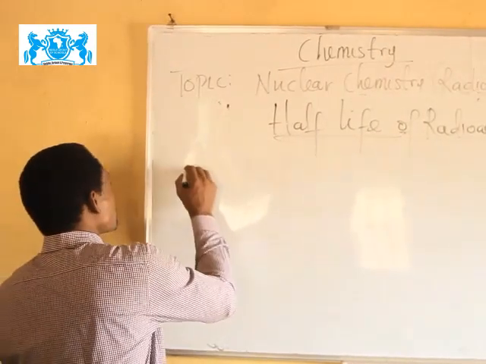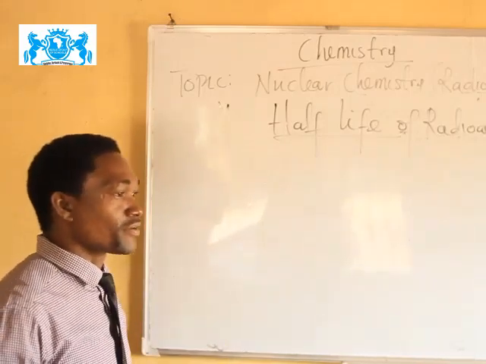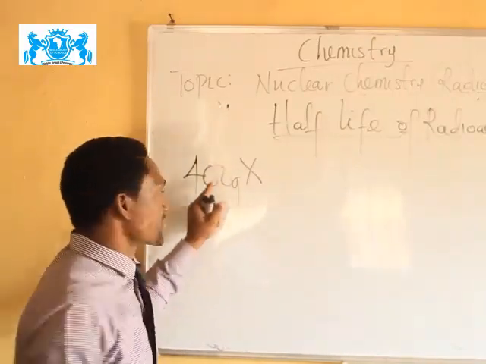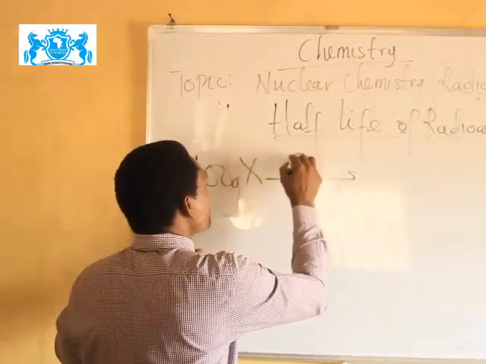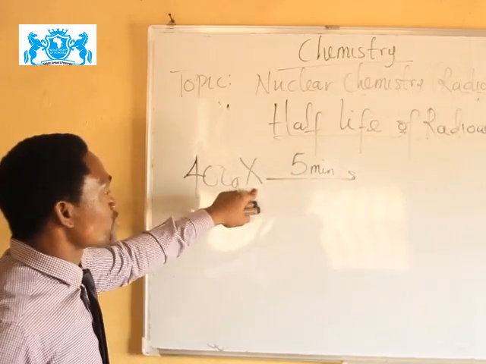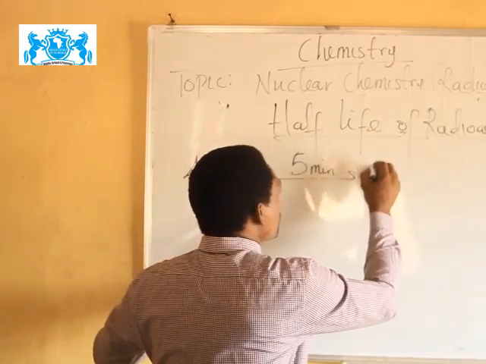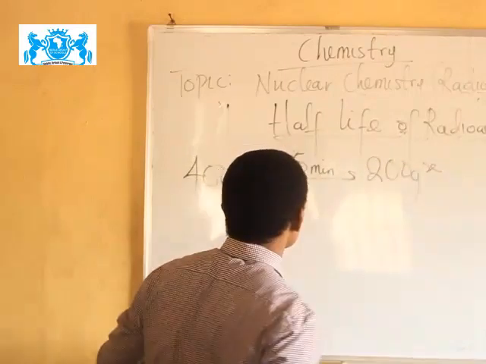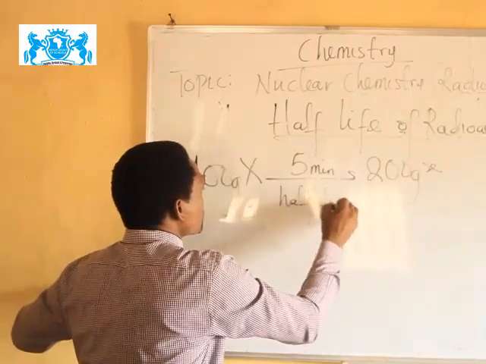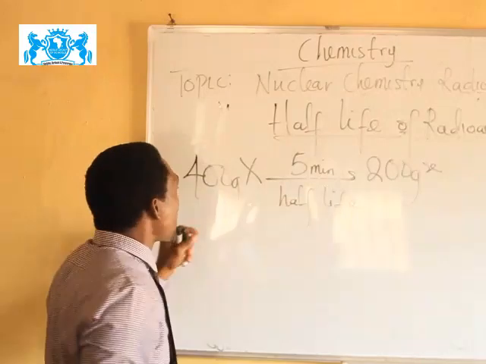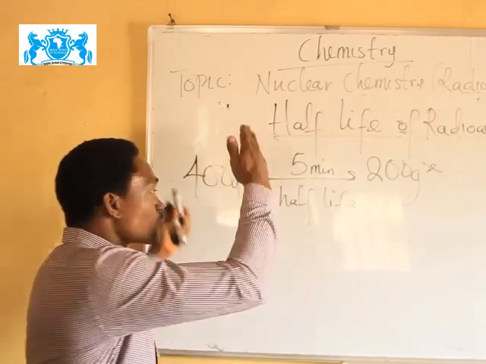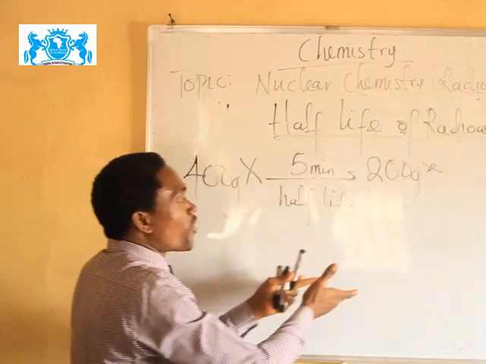For instance, if I have 400 grams of a radioactive material, say X, and it takes, let's say, 5 minutes for these 400 grams of the radioactive material to break down to 200 grams of X, 5 minutes becomes the half-life of this radioactive material X. It is the time taken from the original mass to break to half of what it is.